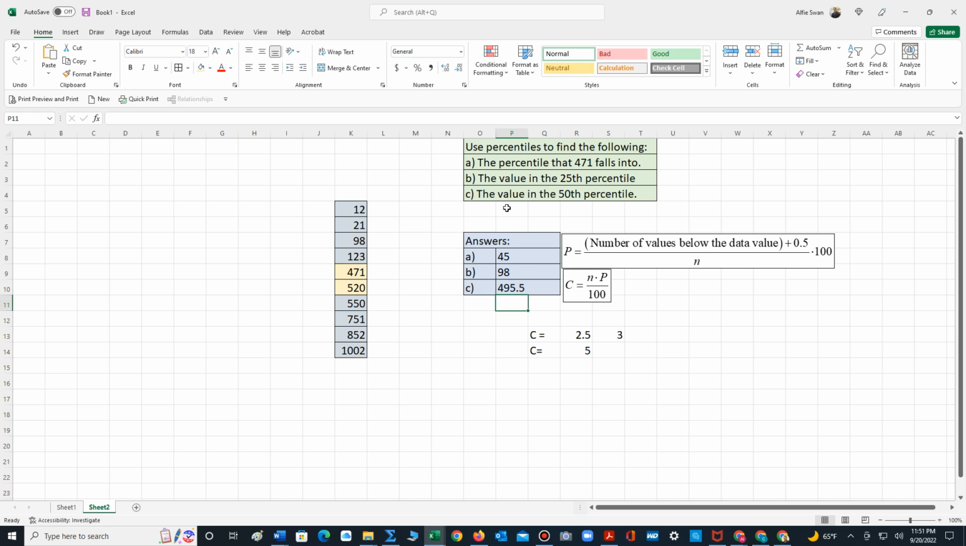And recall, the data value in the 50th percentile is always the median. And if we have an even set of data values, the median's the midpoint of the two middle values. So the median coincides with the data value in the 50th percentile.